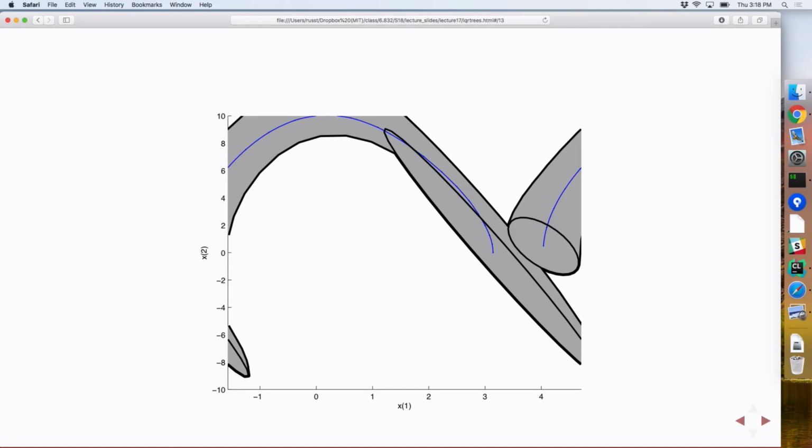You compute the LQR controller around the tree. You compute the regions of attraction, and now you add this gray region to your state space. Yeah. When you're trying to do the trajectory optimization to get back to the tree, do you just have to end up somewhere in the gray region?